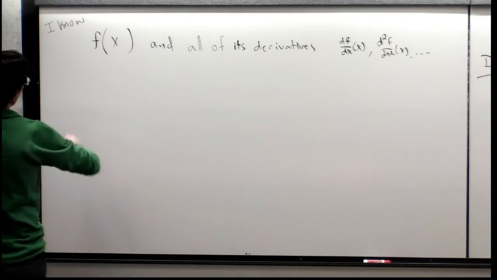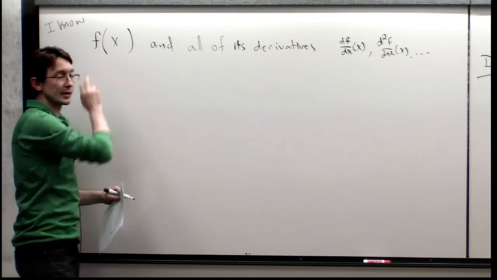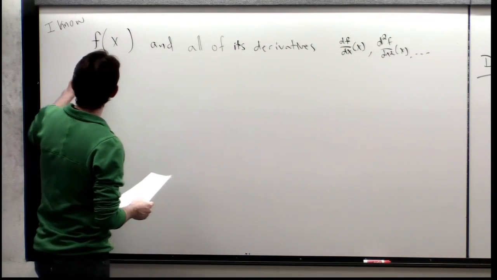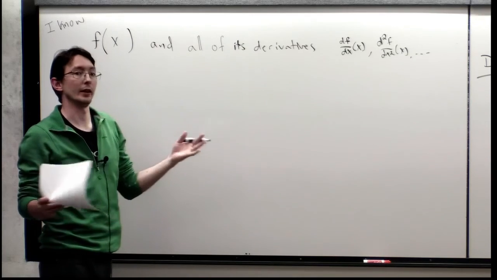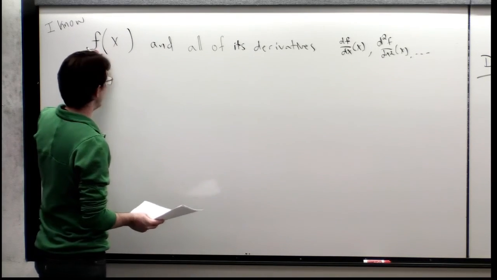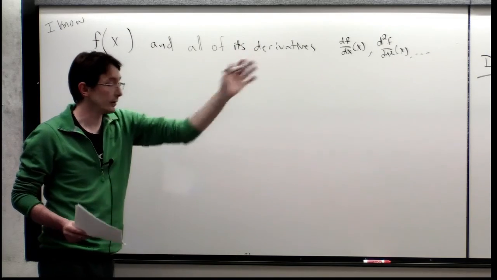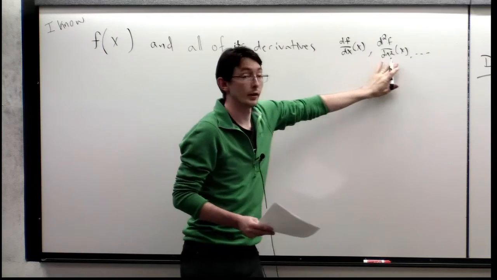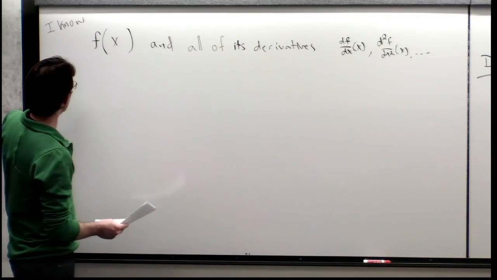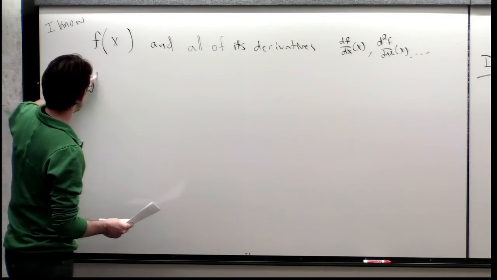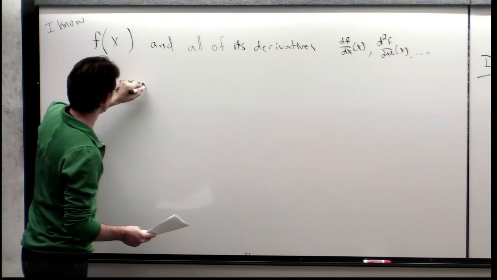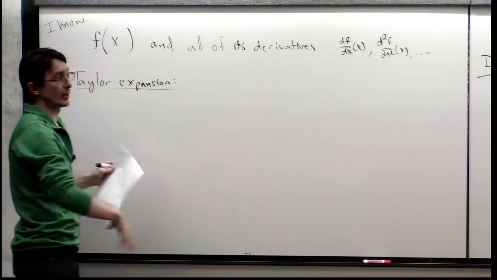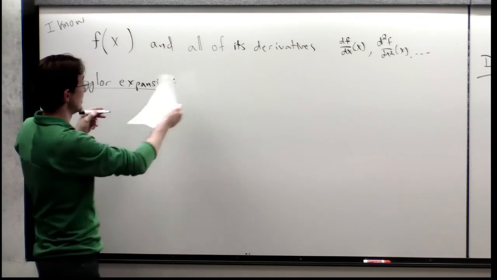Then we can approximate f evaluated at nearby points to x. Even if we only know this information, like my boss emails me f evaluated at x and the derivatives, I don't know what f is. I don't know anything about it except these quantities. Then what the Taylor expansion allows me to do is approximate nearby values in terms of these quantities.